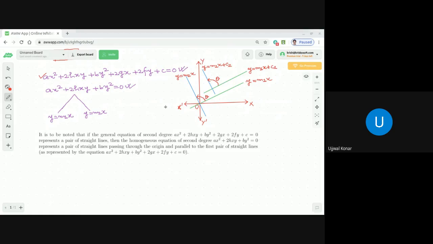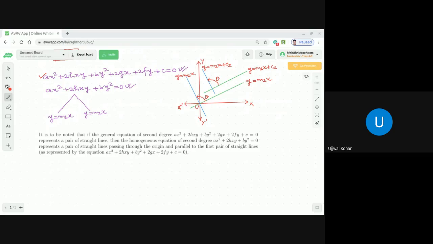So from here we can say, dear students, that both the angles, that is acute angle and obtuse angle, between the pair of straight lines represented by ax² + 2hxy + by² + 2gx + 2fy + c = 0 are the same as the angles, both acute and obtuse, between the pair of straight lines represented by ax² + 2hxy + by² = 0. Okay, and how can we find it out? We can find it out like this.